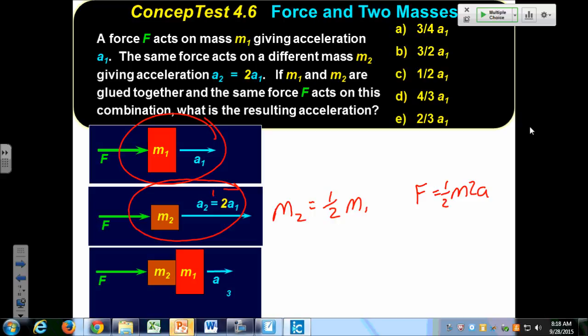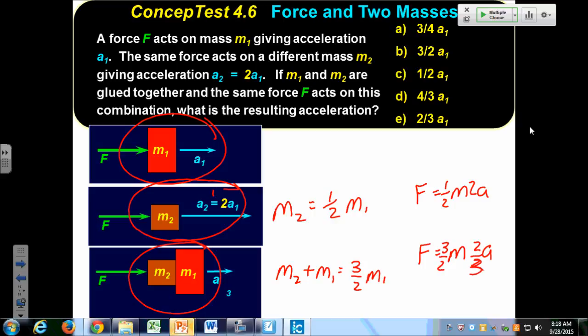with the same force. And so here, these two masses combined, m2 plus m1, are like 1.5 m1. So if I have 3/2 the original mass, that means I'm going to have 2/3 the original acceleration. So then E is the right answer.